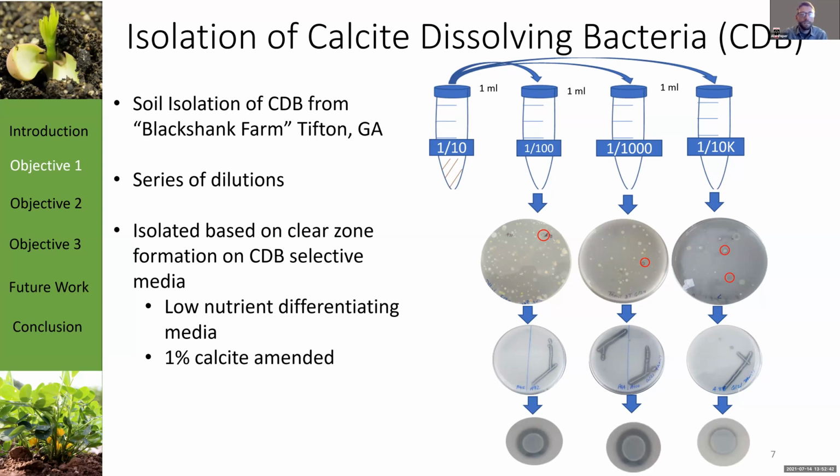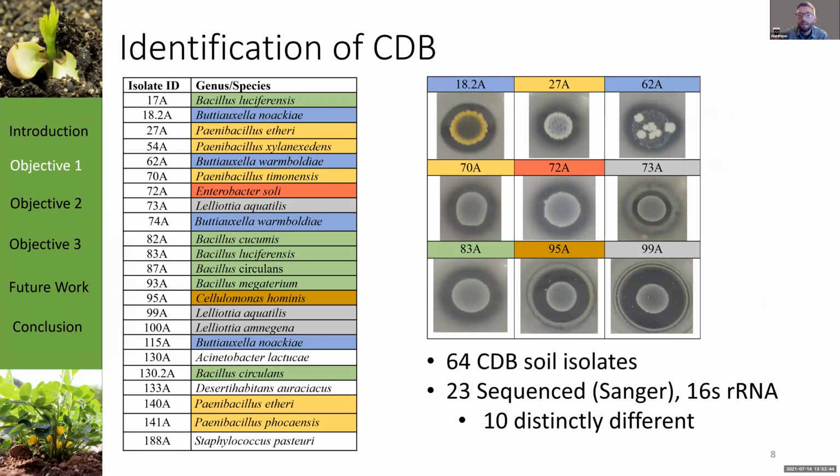So the next step after isolation was identifying what CDBs we had. So we collected 64 CDB soil isolates from Black Shank Farms, and then the DNA was extracted using the V4, V5, 16S rRNA primers and then classified to the genus level. They can only be classified to the genus level using 16S because it is not specific enough to give the species. They were then aligned, and then through BLAST and NCBI's database, we're able to identify them.